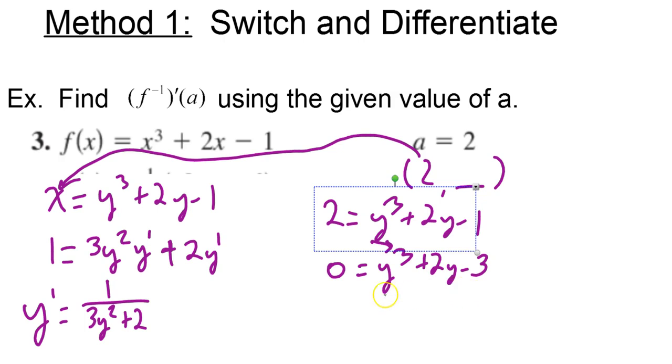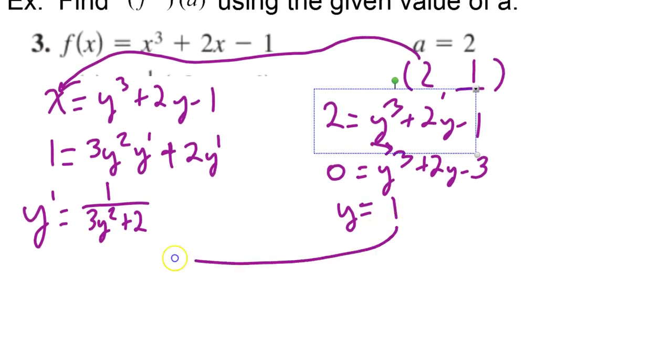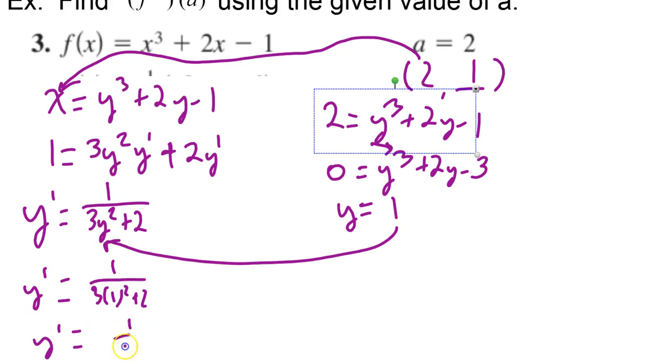Well, I could graph this function out and then see what the x-intercept is, since I know I want it to be 0. If I did this, I would get y equals 1. So I know that when x is 2, y would be 1 for my inverse function. Now that I know y is 1, I can plug this into my derivative and evaluate the derivative at y equals 1. So I get 1/5.